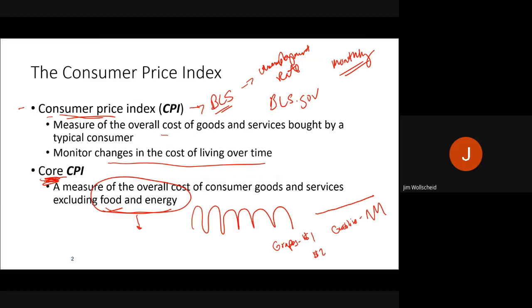Doesn't mean we ignore one or the other, but most of the time now economists use this core to make decisions about what to do about inflation. We still measure both and we still report both. But a lot of times policymakers about inflation are looking at the core CPI.